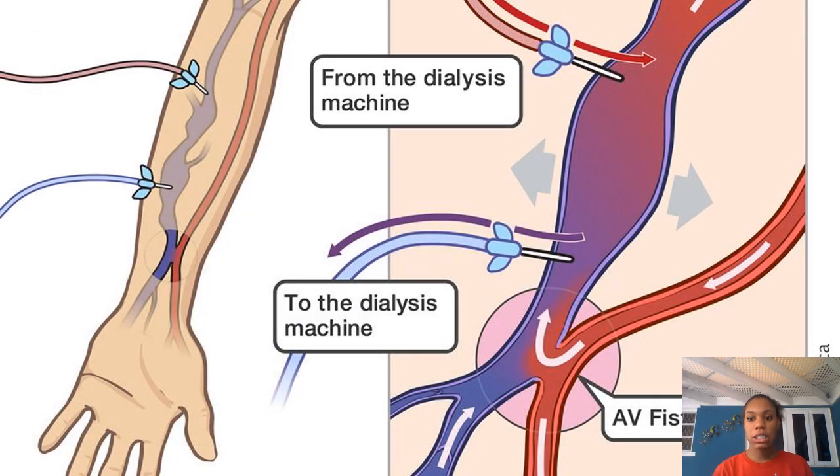Okay, so now we're going to talk about the vascular access. So vascular access is done to establish access to allow blood to be removed, cleansed, and returned to the patient's vascular system. So you have two types of vascular access. You could have an intravenous fistula, or you could have an intravenous graft.